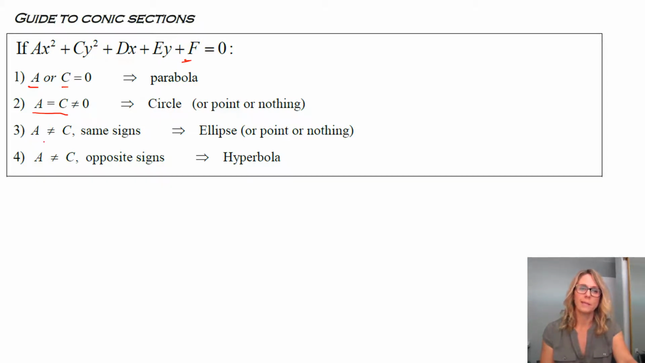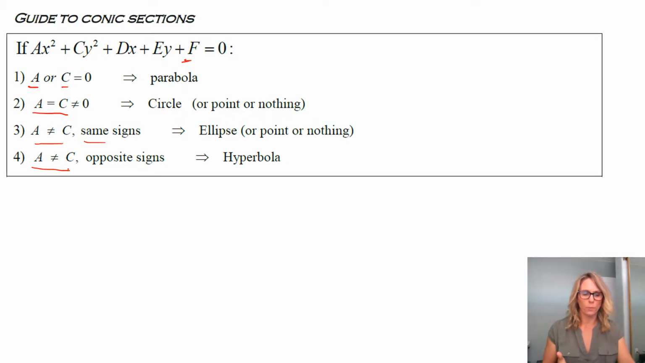Now, if A does not equal C, but they have the same signs, so they're both positive or they're both negative, that's going to give you an ellipse, because you're going to be able to add them together, and even if they were both negative, you could divide by that negative. Again, the constant matters, but that's the first thing to think about if you see A and C being different numbers but having the same signs. And if they are opposite signs, one positive, one negative, then you're going to have a hyperbola.